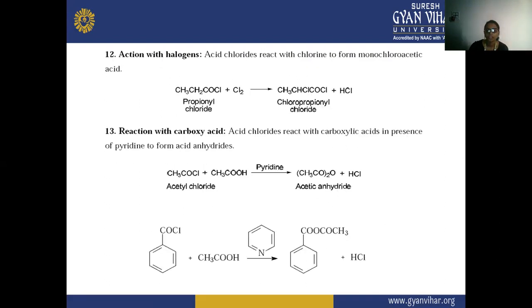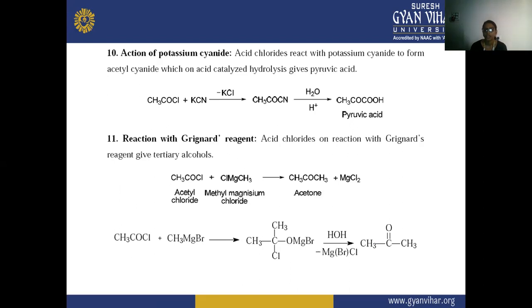Next is the action of potassium cyanide. So here the acid chloride is reacting with the potassium cyanide, and there is a formation of acetyl cyanide, which on acid catalyzed hydrolysis gives pyruvic acid.